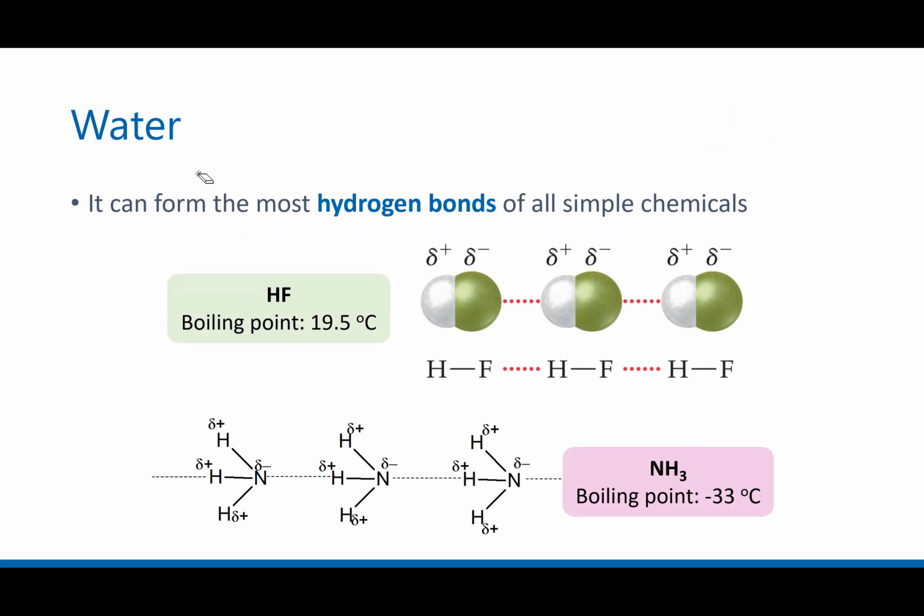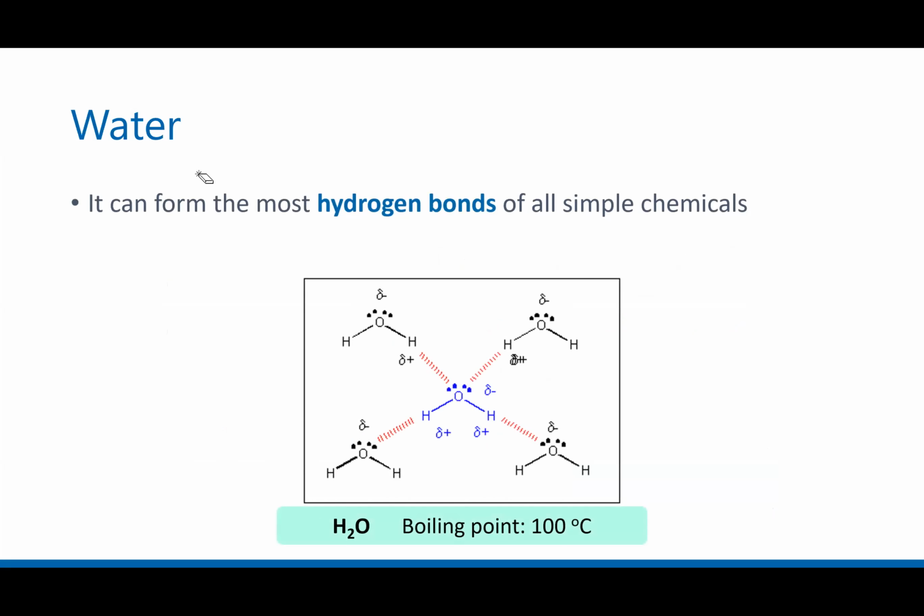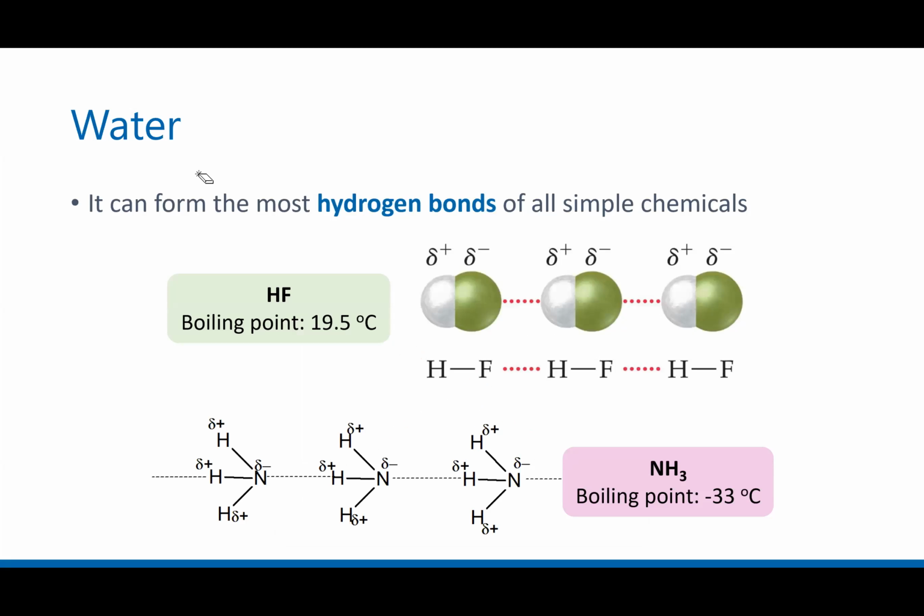So let's look at 3 chemicals. We'll look at HF, hydrogen fluoride. We'll look at NH3, ammonia, and then we'll look at water. HF, when you have a sample of hydrogen fluoride, it basically only forms 1 hydrogen bond between each of the molecules, and it has a boiling point of 19.5, pretty high. Most small covalent compounds have low boiling or melting points.